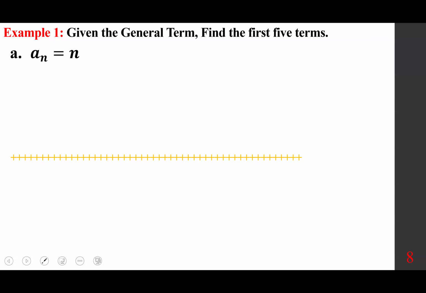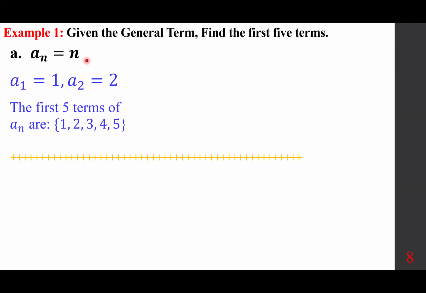Given the general term, find the first 5 terms. A sub n equals n. We start with a very simple case. The first one is 1. If this is 1, so is this. A sub 2 is 2. And so just 1, 2, 3, 4, 5.